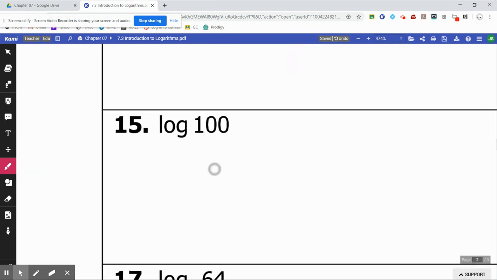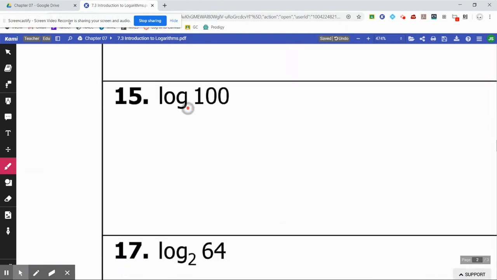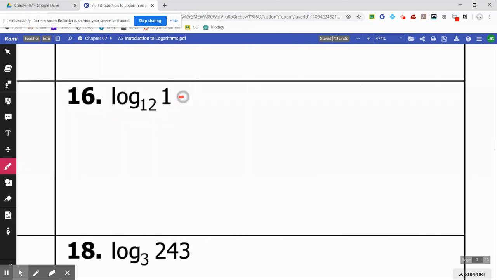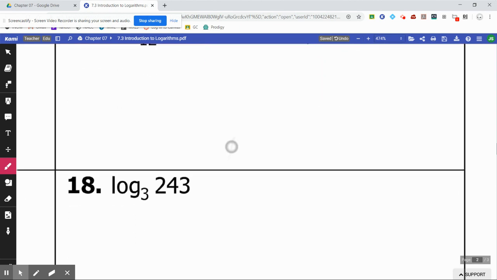Number 15. There's no number there. It's understood to be 10. This is a common log. 10 to what power is 100? X would have to be 2 because 10 squared is 100, 10 times 10. Number 16, log base 12 of 1. You can put the x if you need to. 12 rewritten is 12 to the x is 1. 12 to what power is 1? Anything raised to the 0 power is 1.